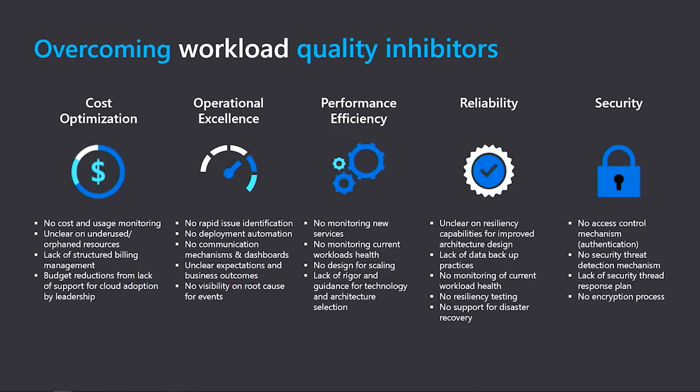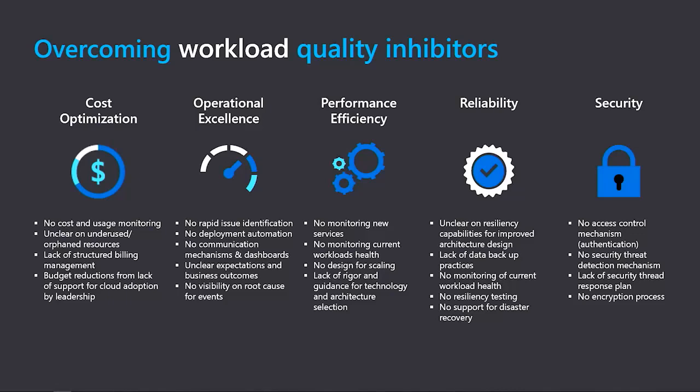There are several factors that can affect overall workload quality. Here are some quality inhibitors to look out for that can be addressed by framework guidelines. Let's look at cost optimization. A couple of the bullet items here. No cost and usage monitoring. That's not a good thing. Unclear or underused orphan resources. Lack of structured billing and management. These are places where costs can get away from you.